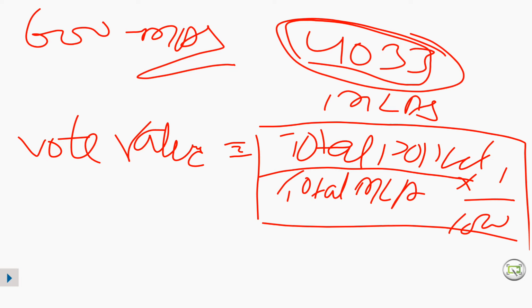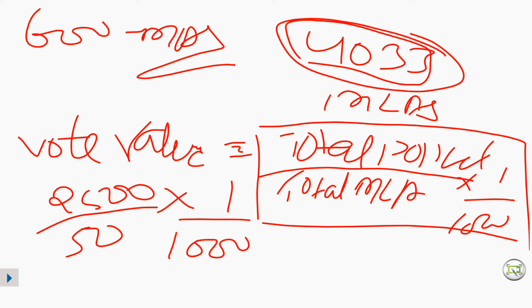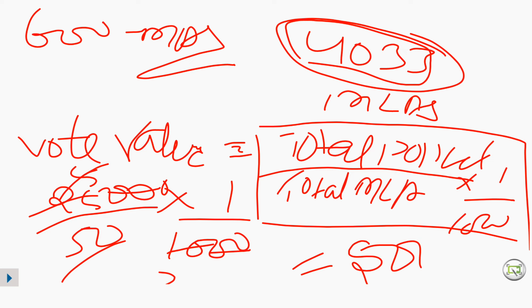This is the formula to find the vote value of 1 MLA. For example, take UP. UP has a population, just imagine 2500, and total MLAs are 50. So 50 MLAs into 1 by 1000. We will do 20 20 cancel, 5 table 2 times, and here 5 times, so 10. Suppose one more 0. So we will have the vote value of 1 MLA equal to 500.